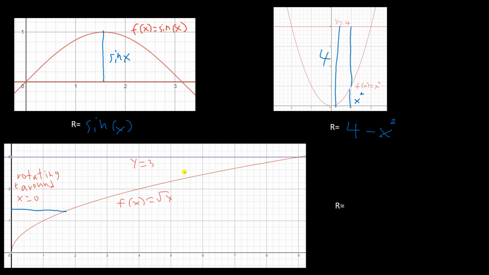Since f of x is the square root of x, solving it for x gives x equals y squared. The radius is how far out it goes in the x direction, so the radius is just y squared.